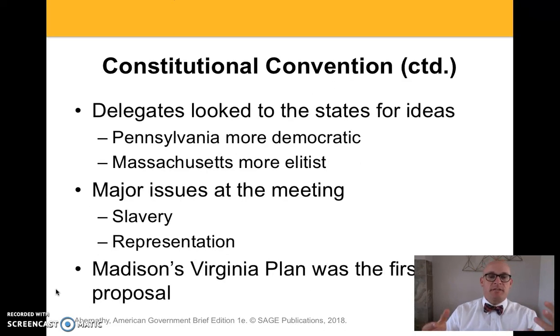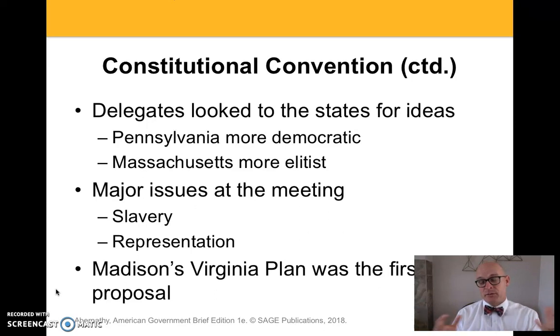Ideas came from the states. Pennsylvania wanted to be more democratic, which is to say give more power to more people. Massachusetts wanted to be more elitist because they wanted to be able to control the economy a little bit better, and they just had a bad experience with some people uprising against them, trying to overthrow their government. Here's some other potential really significant problems.